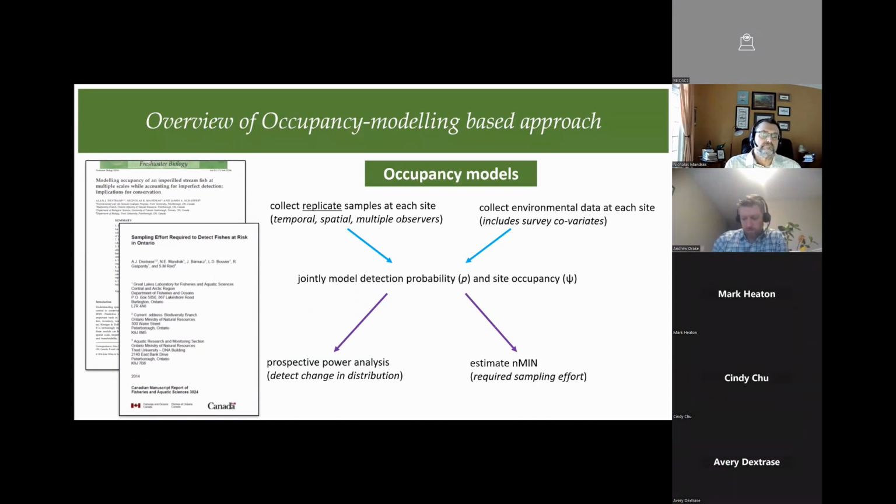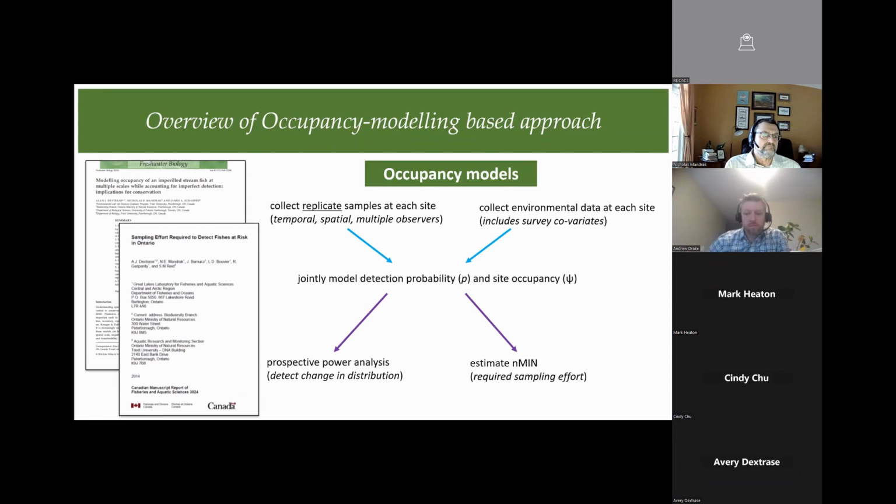We can then use the parameter outputs from these models as inputs into other equations, so we can estimate the minimum number of samples or surveys that we have to do to be 95 or 99% confident.